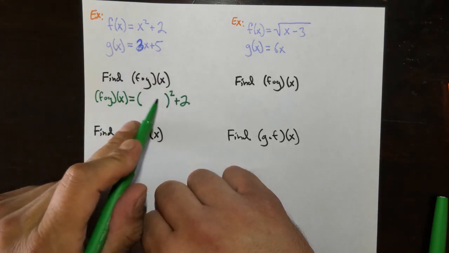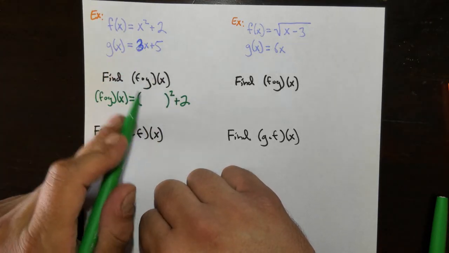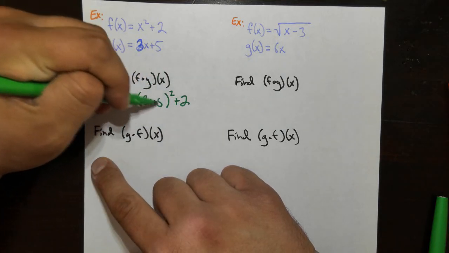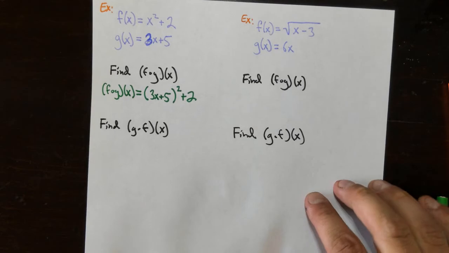So this is my outside function. It was the x squared plus 2. And on the inside, I'm going to plug in this g of x. So it's going to be 3x plus 5. And there we have it.